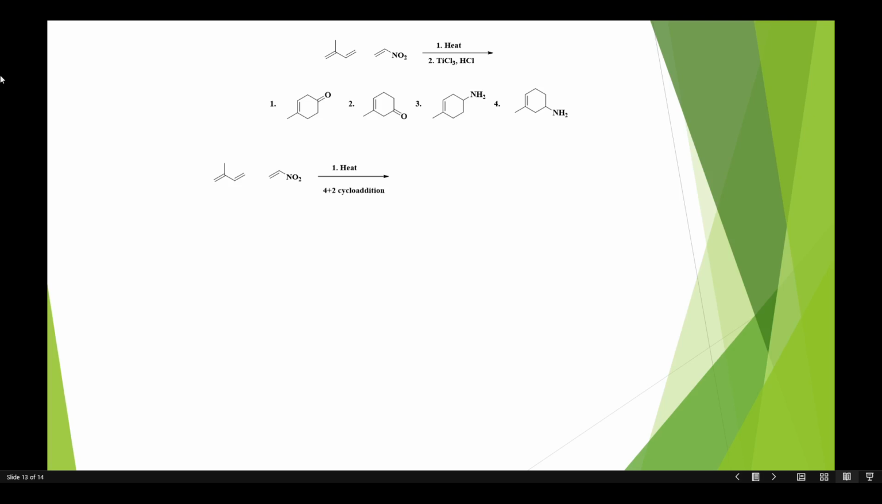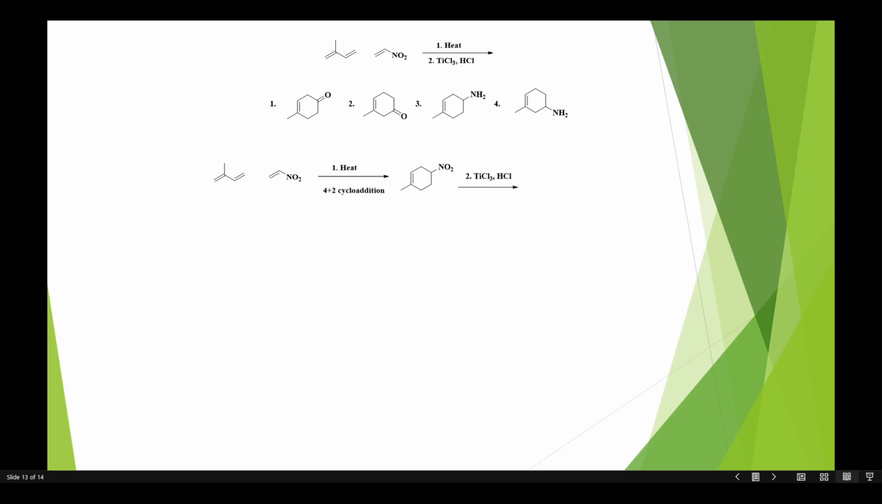But in that case, what will actually happen? This one is nothing but a diene and this one is a dienophile. This diene is electron rich and this dienophile is electron deficient because of the minus M character of the nitro group. That's why it activates the alkene of the dienophile, which reacts with our diene. It undergoes a 4 plus 2 cycloaddition reaction, and then you will get the corresponding nitro product after the six-membered ring formation. Do you know which reaction we call this 4 plus 2 cycloaddition?